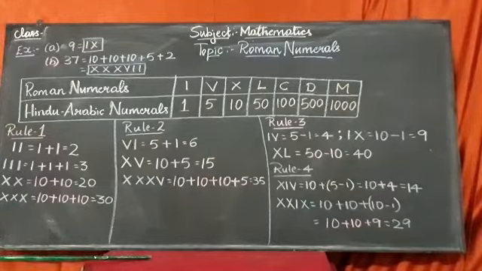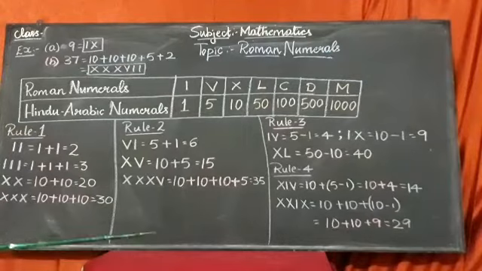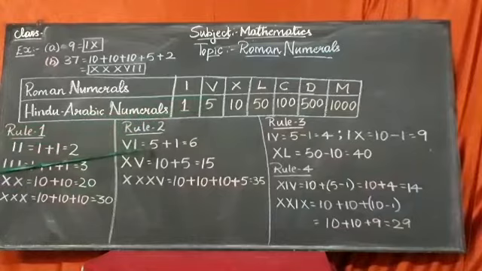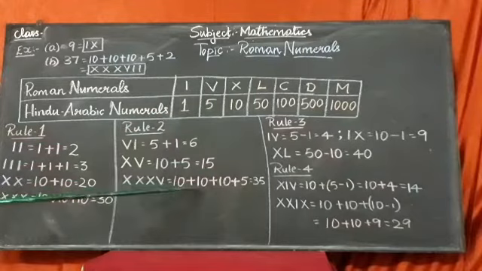Rule number 2. A smaller numeral written to the right of the greater numeral means addition. See here, V and I. So what is V in Hindu Arabic number? It is 5. I is 1 here. So 5 plus 1 gives you 6. X is 10. V is 5. So 10 plus 5 gives you 15. Here X represents 10. So 10 plus 10 plus 10 plus V represents 5.